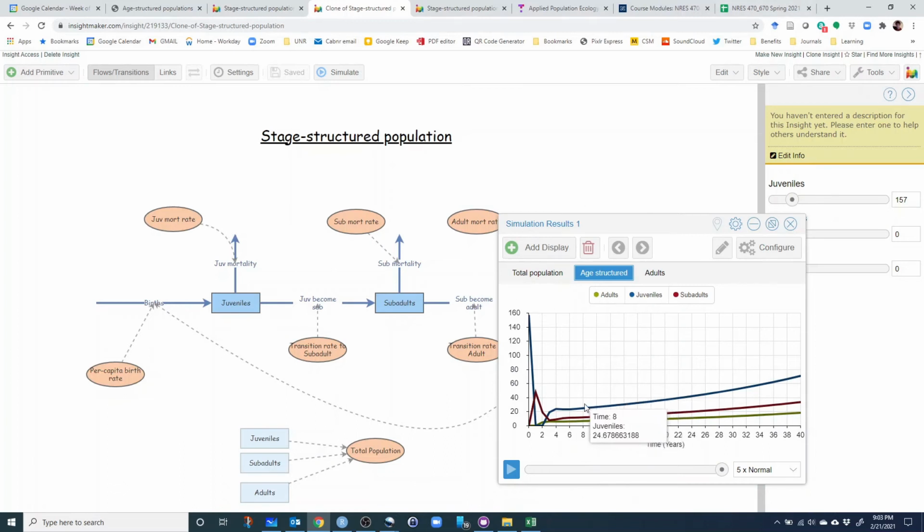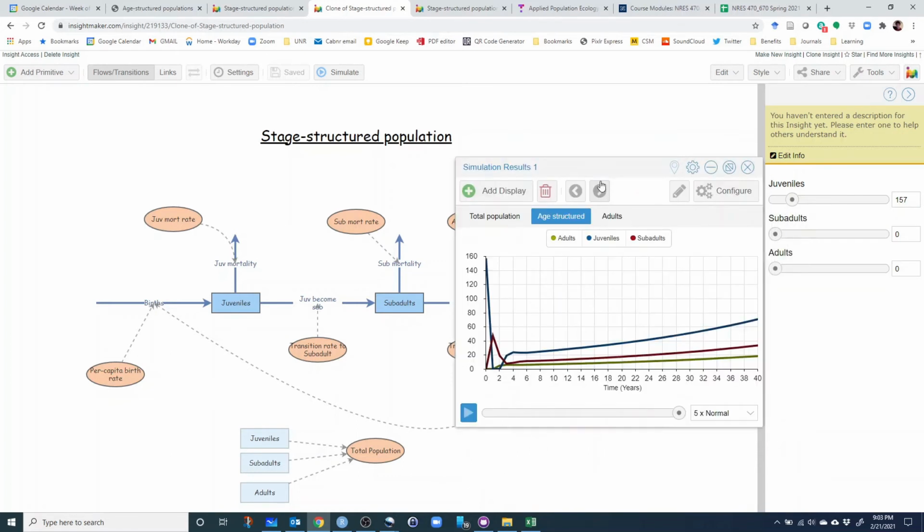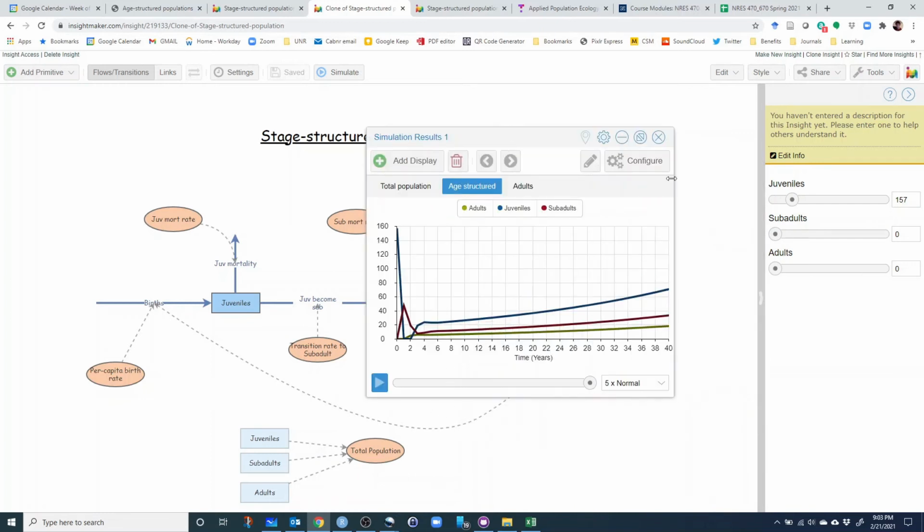This is the stable age distribution of the population, right? You have a certain proportion of the population that are juvenile and subadult and adult, and that doesn't change as the population continues to grow exponentially. All these age classes are growing exponentially at the exact same rate, and they maintain this smooth growth over time.